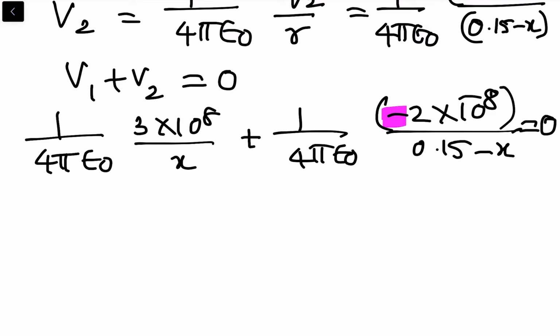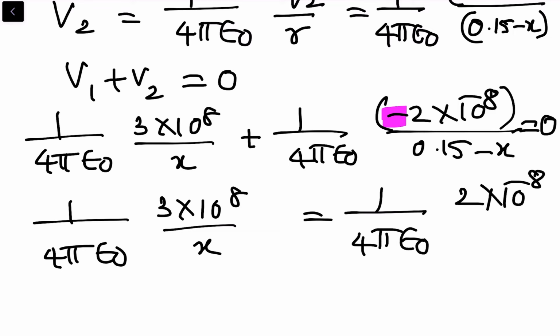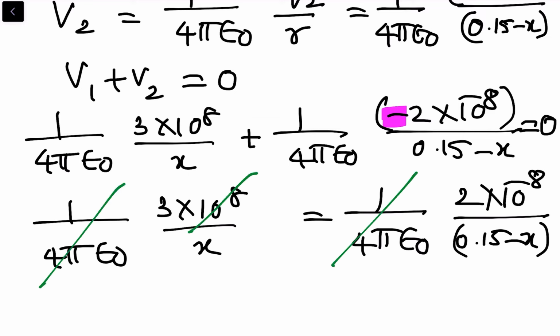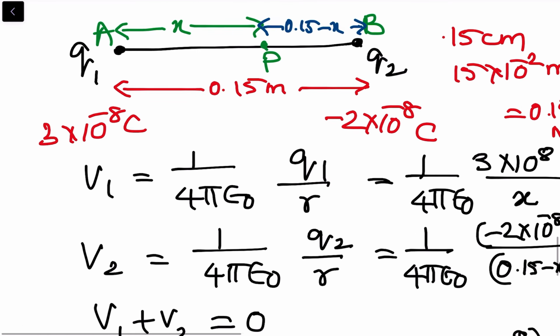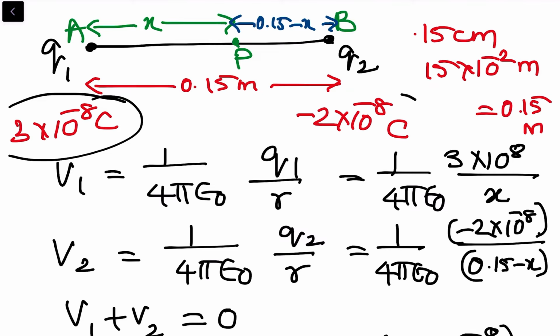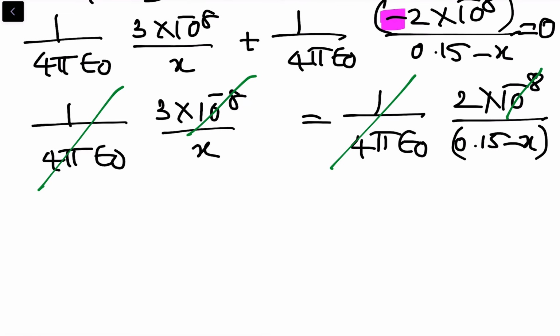Therefore, we will write 1 by 4 pi epsilon naught 3 into 10 to the power of minus 8 by x is equal to 1 by 4 pi epsilon naught 2 into 10 to the power of minus 8 by 0.15 minus x. Now you can cancel out whatever is common on both sides: 1 by 4 pi epsilon naught, and 10 to the power of minus 8 on both sides. You can see this is minus 8, and this is also to the power of minus 8. So it will be cancelled out.